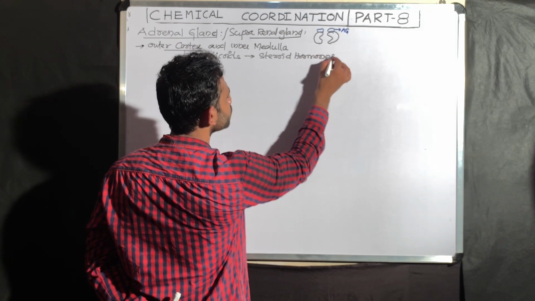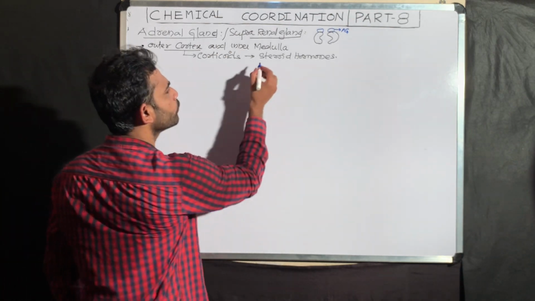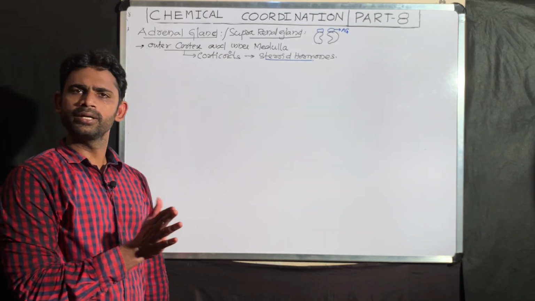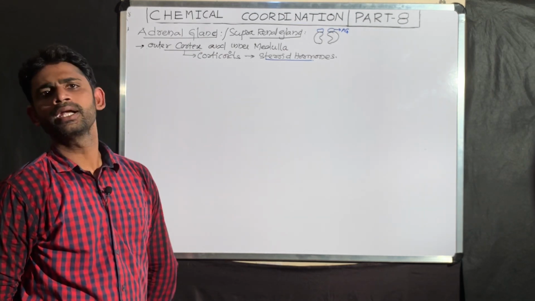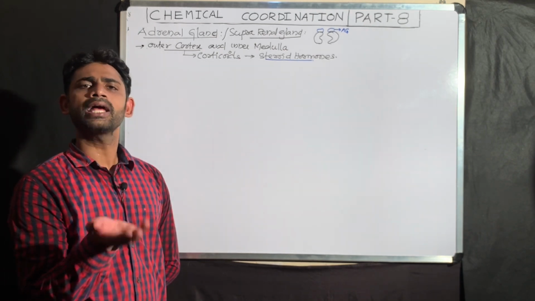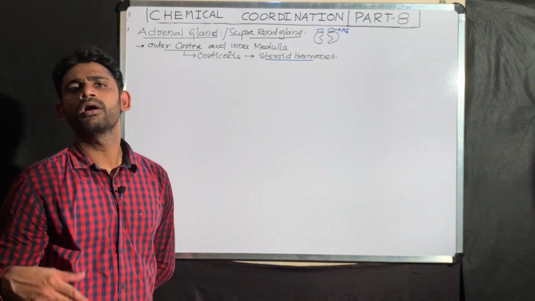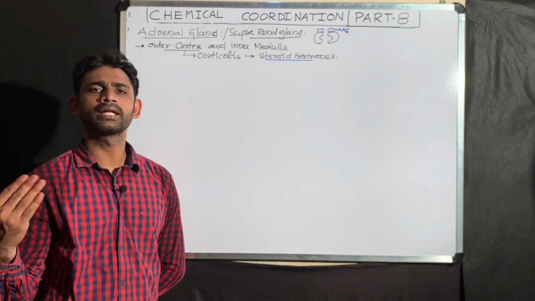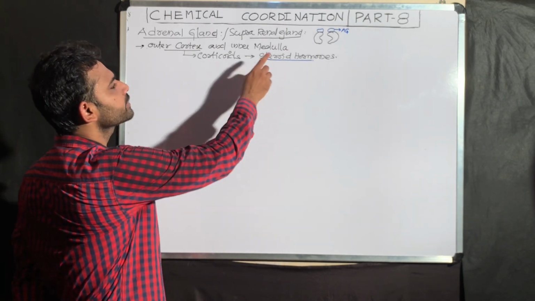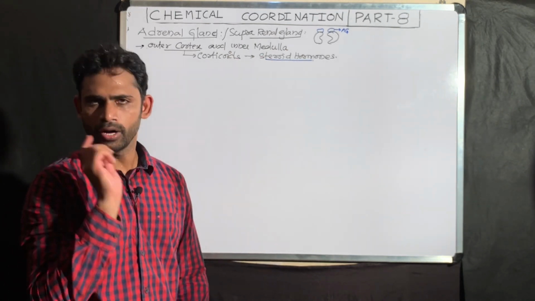What does steroid hormone mean? Molecules are divided into two types: steroid molecules and non-steroid molecules. The molecules that are synthesized or derived from cholesterol are called steroid molecules. Non-steroid molecules are not derived or synthesized from cholesterol. All corticoids are synthesized from cholesterol, which is why corticoids are called steroid hormones.